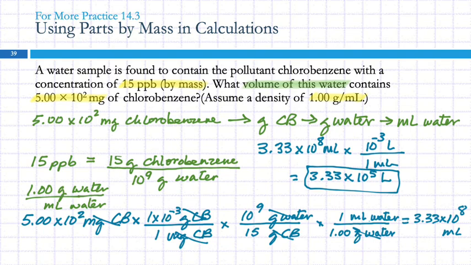Are we expecting a big number? So the concentration of chlorobenzene in this water is very low. But then we're trying to get 500 milligrams or 0.5 grams of chlorobenzene. And so, yeah, it's going to take quite a lot of water. We're expecting a big number rather than a little tiny number. Any questions?